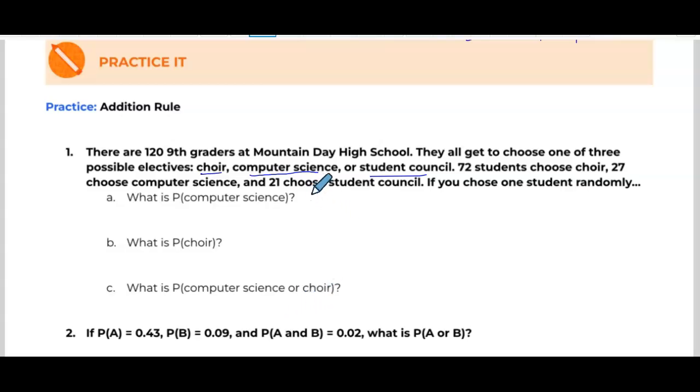Okay, what you should have is, no, sorry, 27 out of 120 for computer science, because 72 is choir, so 27 out of 120. And I think that reduces. I think we can reduce that by 3, so that would be 9/40ths in reduced form. If you use your calculator, that's 0.225, which is 22.5%. All those different ways of writing it.